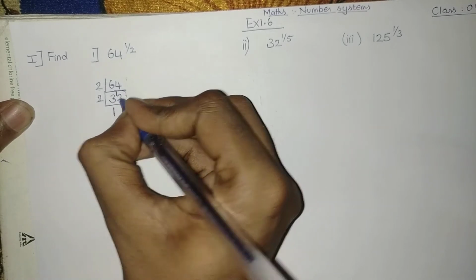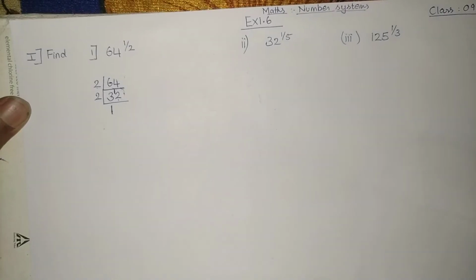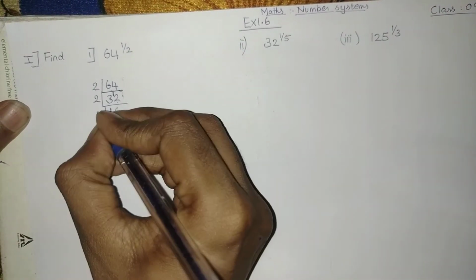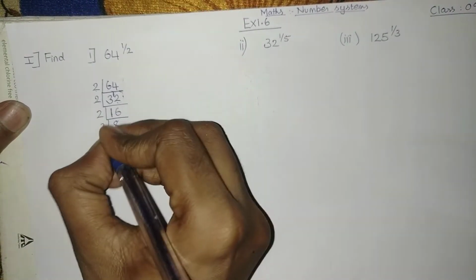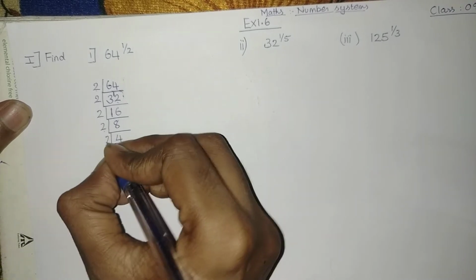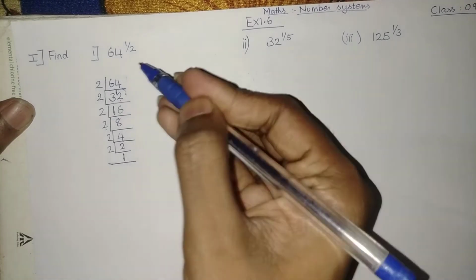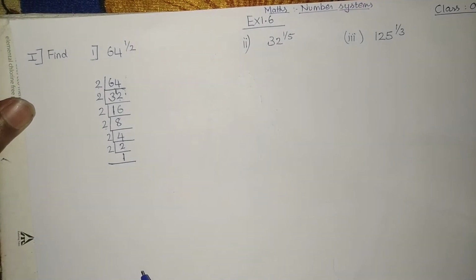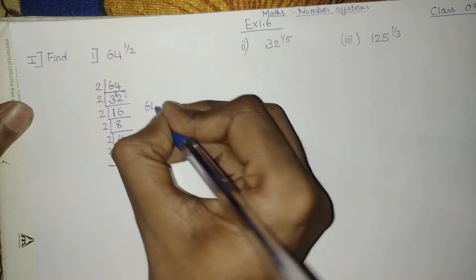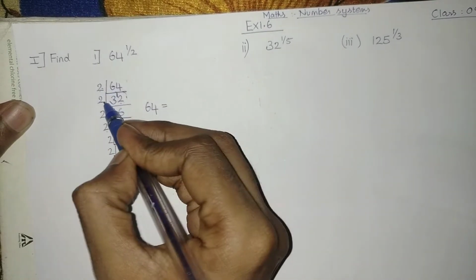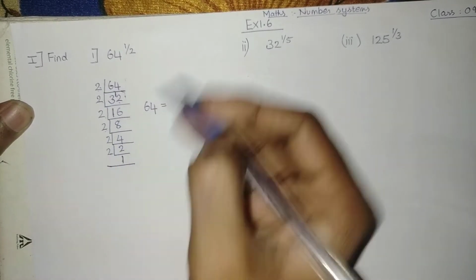So now it's not a 2, now it is 12. So 2 6s are 12. Again 2 8s are 16. Then it's very easy. 2 4s are 8, 2 2s are 4, 2 1s are 2. Stop. Until I get 1, I have to continue my prime factorization method. So I can write 64 as what? 2 into 2 into 2 into 2 into 2 into 2.